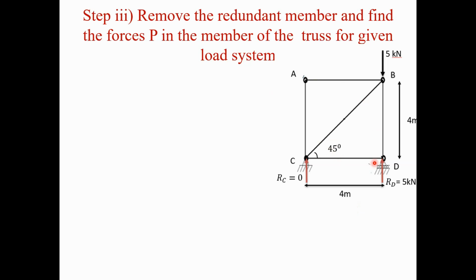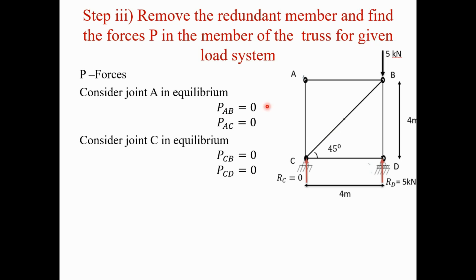So here you can see the AD member is removed from the truss and we can first find out the external reactions. Here the RC reaction we got is 0 and RD is 5. It's very simple. By applying the conditions of equilibrium for the whole truss, we can find out these external reactions: RC is 0 and RD is 5 kilonewton. Then by considering joint analysis, we can find out all the member forces.